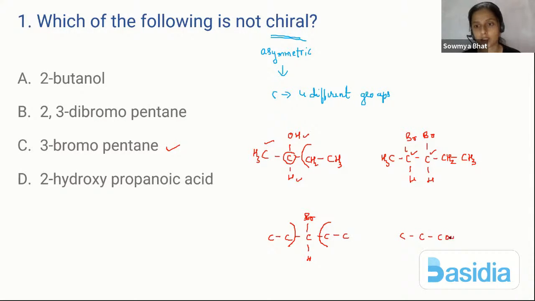2-hydroxypropanoic acid. So one is COOH at the first carbon, and here you have OH and H and CH3. So at the second carbon, it is again a chiral center. So the correct answer would be option C, which has similar groups on both sides, which is not a chiral one, which is a symmetric carbon.